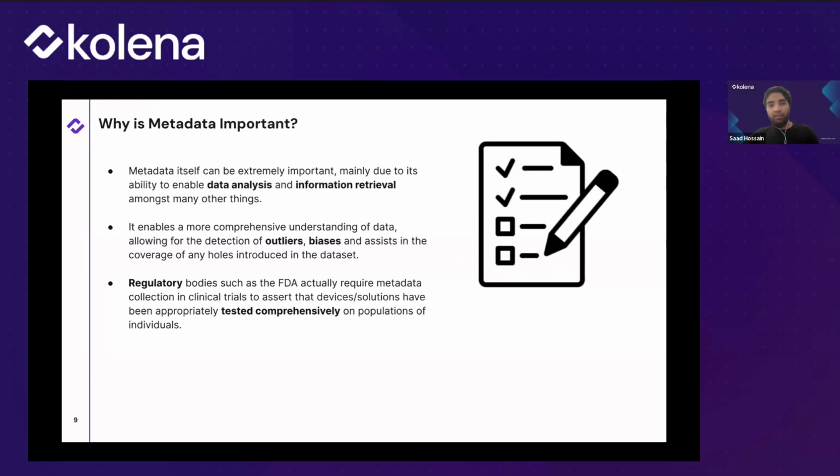And now, why is metadata exactly so important? Metadata can be used for a number of things, right? It can be used to enable very strong and rigorous data analysis as well as information retrieval. It's been used for quite some time now in information sciences and library sciences. It's the very reason why you can go to a library and very easily navigate it. You're able to go through and find the books you want, right?